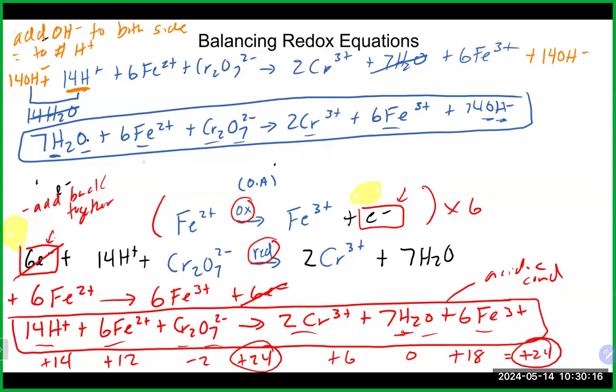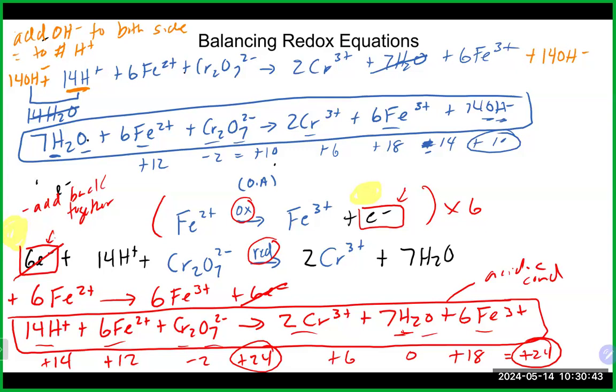sides. Overall charge plus 12 and a minus 2 is a plus 10. Right-hand side plus 6, plus 18, and a minus 14, sorry, minus 14. And that's going to give me a plus 10 on that side as well. So we are balanced in those conditions. So that would be my recommendation if you need to balance something in basic conditions.